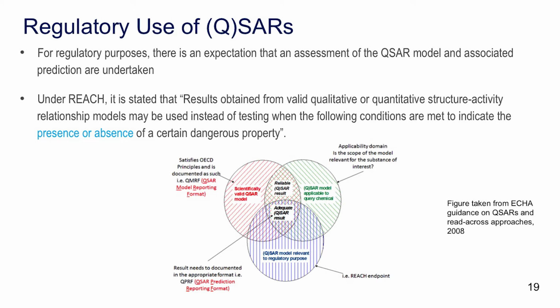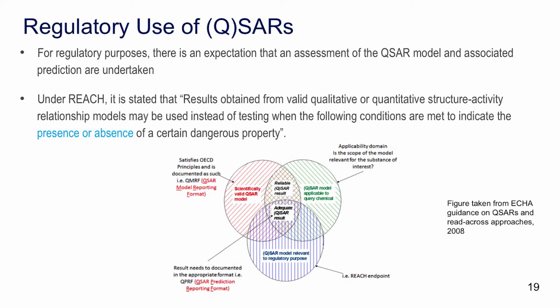First of all, we have to consider that our model is scientifically valid. And to do that, we have a set of principles in which to assess the potential validity of a model and then also document it. And I will discuss those in subsequent slides. Secondly, we must be able to demonstrate that the model we're using is applicable to the chemical for which we're making a prediction. And this means that we need to consider the applicability domain of the model. So is the chemical of interest similar to the chemicals within the models themselves? And finally, we need to ensure that the QSAR model is relevant to the regulatory purpose. So is it producing a prediction that is relevant for the particular registration or regulation that's considered?